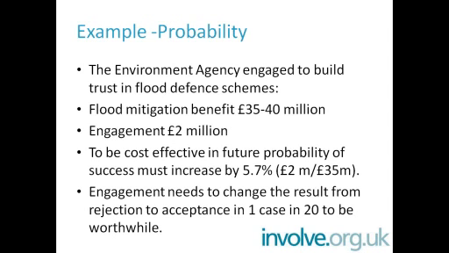So here's a very interesting example for me. Probability. We talked about risk earlier. So how do you deal with a situation where the benefit of engagement is reducing the risk of catastrophic failure? The Environment Agency builds flood defense schemes. And in one case, they estimated that the benefit of flood mitigation was 35 to 40 million pounds. And an engagement process for that area costs £2 million.